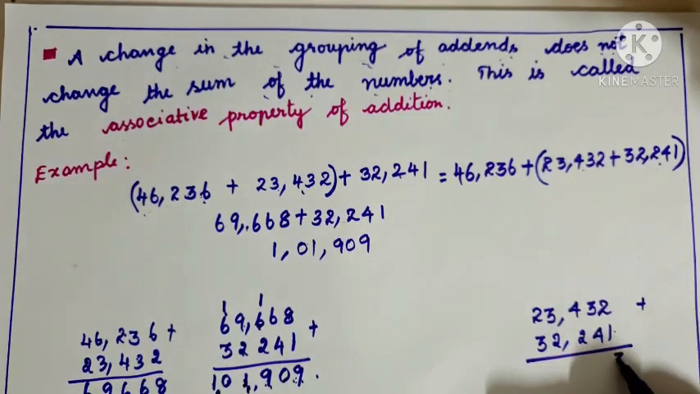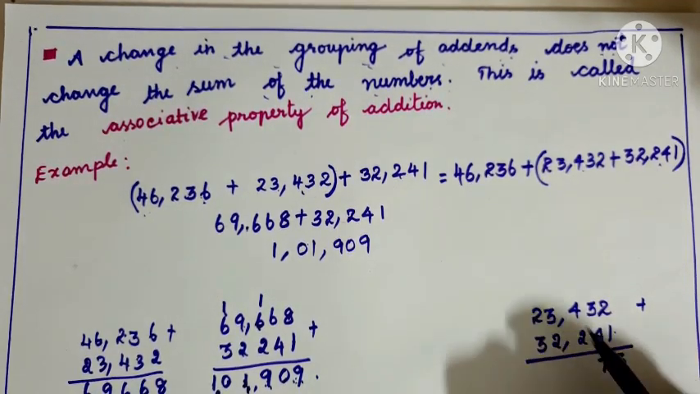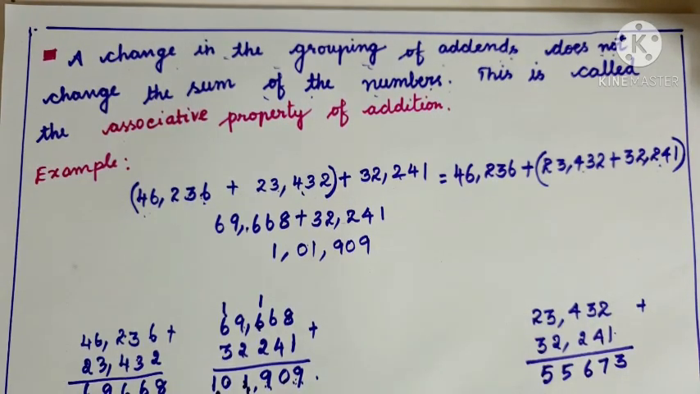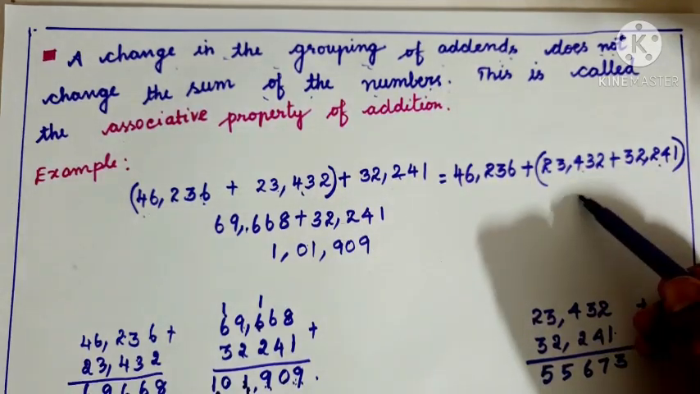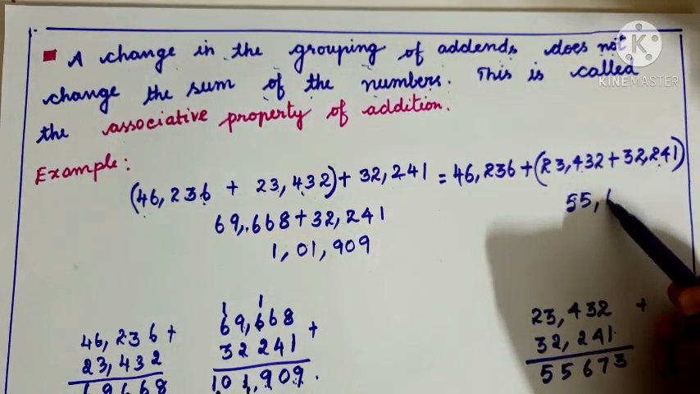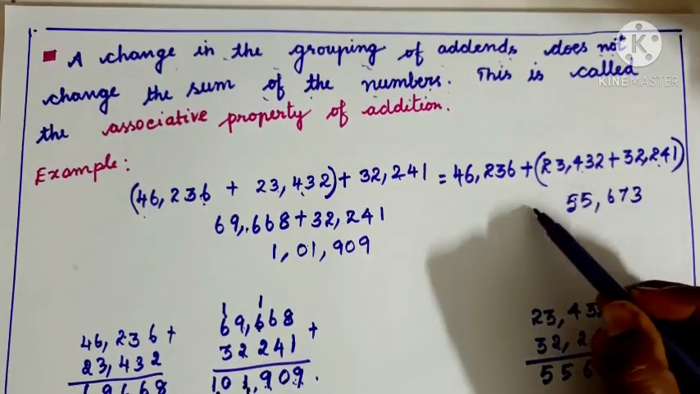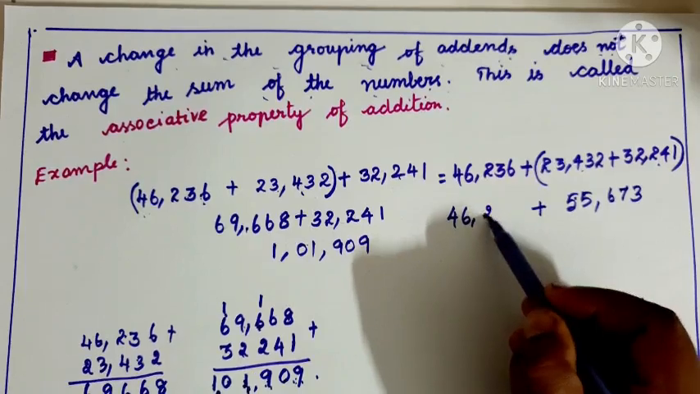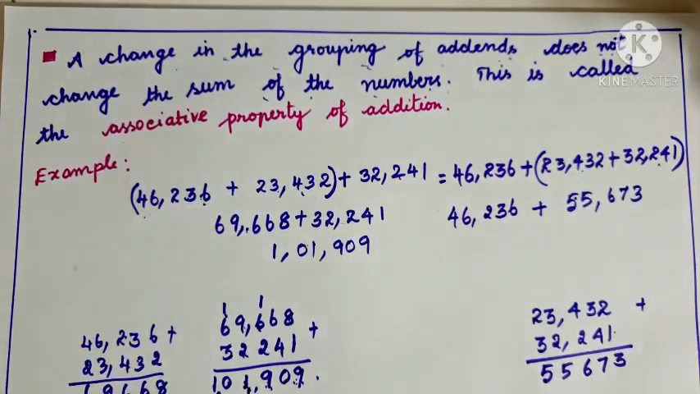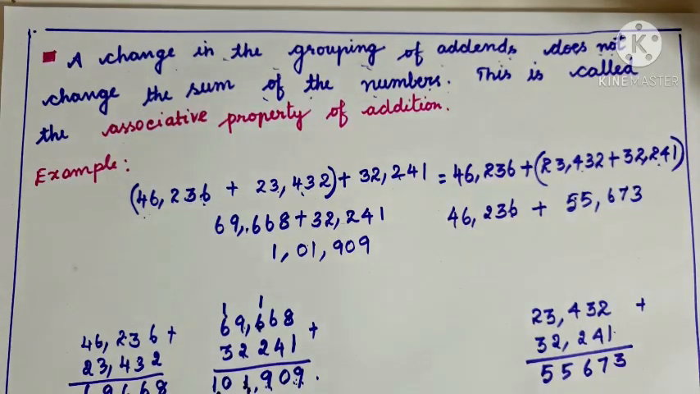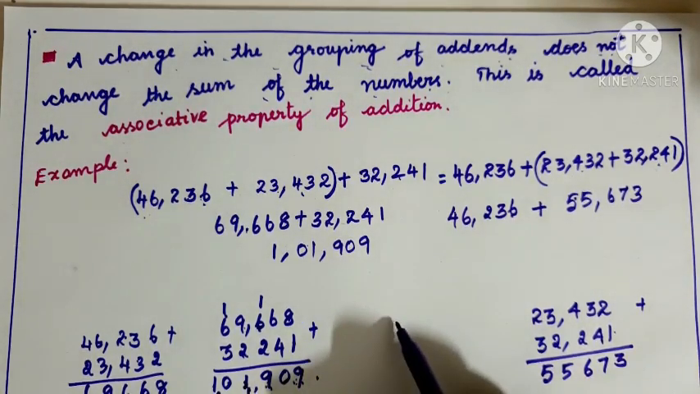So when I add, what do you get? 2 plus 1 is 3. 3 plus 4 is 7. 4 plus 2 is 6. 3 plus 2 is 5. 2 plus 3 is 5. Isn't it? So now you take it and write it here. When you add these two, you get 55,673 plus. What do you write this? First number 46,236. Now what you are going to do? You are going to add these two numbers. Shall we add?